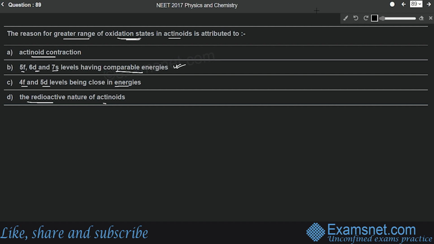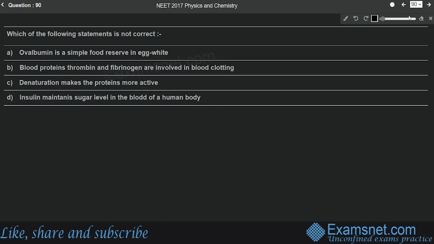So there is minimum energy gap between these three levels, and due to that electron excitation is easier. Let's write down here: minimum energy gap, and due to this electron excitation is easier. And when electron excitation is easier, then in that case there will be greater range of oxidation states. So option B will be the correct answer.